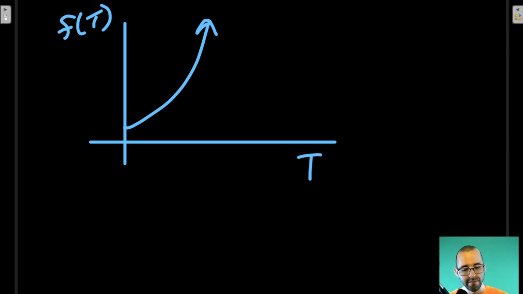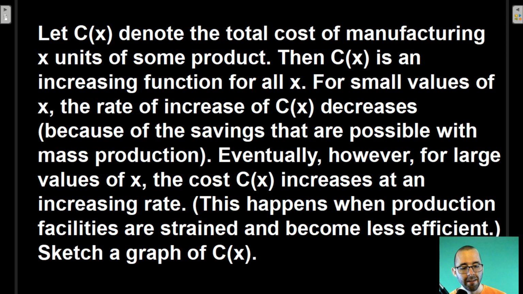All right. Might be easier to see it with yellow. Slope here, kind of small. Slope's getting bigger. Slope's getting bigger. Concave up. That's all this problem is asking us to do. Now I hope you're ready to read because we have the next problem.